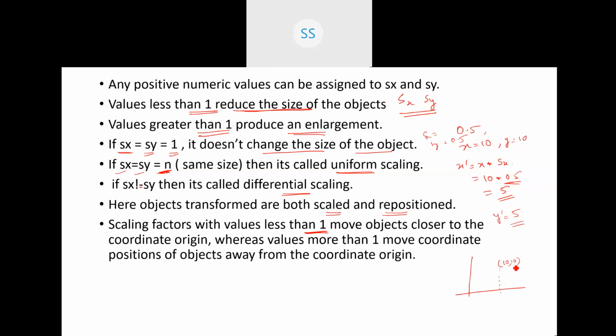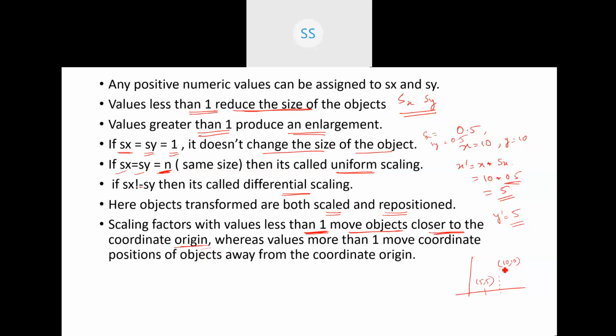I had a point at 10, 10. So scaling factor 0.5, that is, it is less than 1 per direction. I get the value as 5, 5. So what has happened? When your scaling factor is less than 1, it moves the object closer to the coordinate origin.